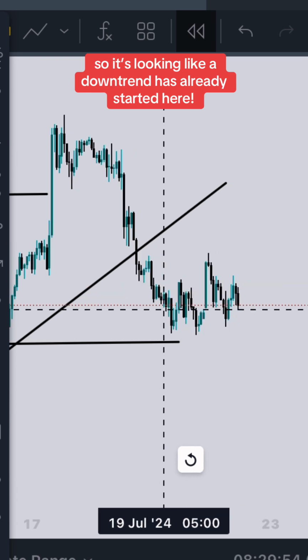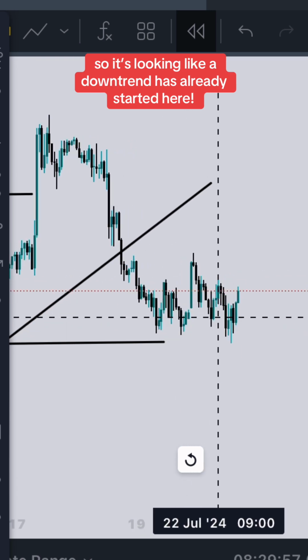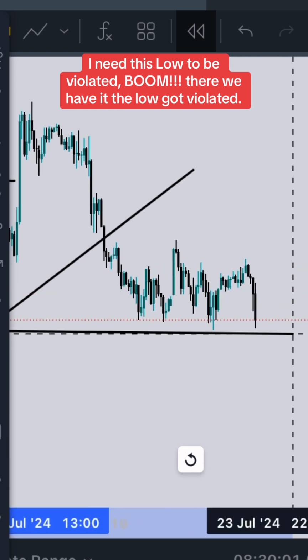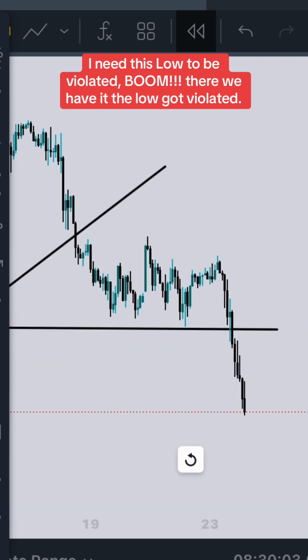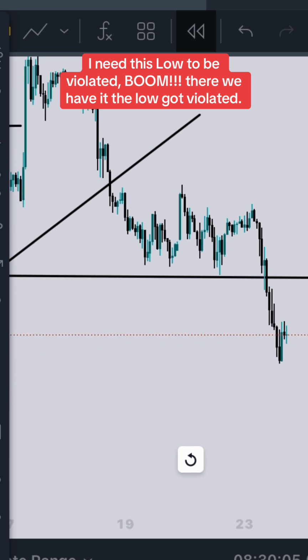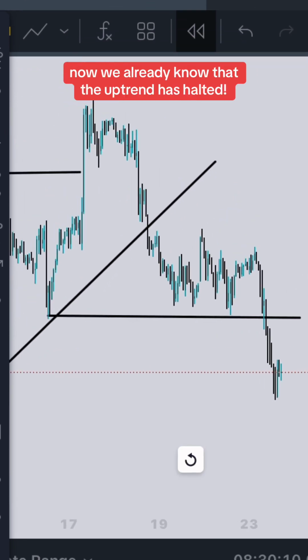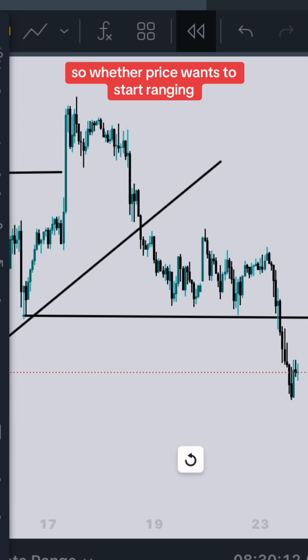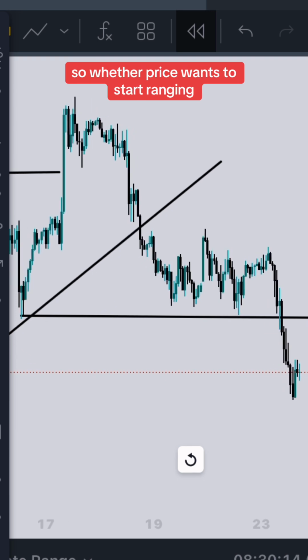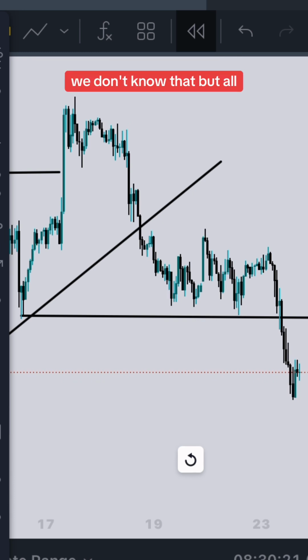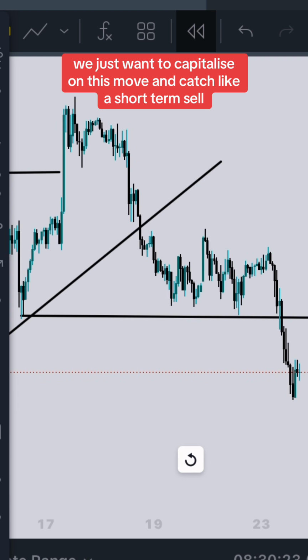So it's looking like a downtrend has already started here. So let's see. I need this low to be violated. Boom, there we have it. The low got violated. Now we already know that the uptrend has altered. So whether price wants to start ranging low or changing from an uptrend to a downtrend, we don't know that. But all we want is to capitalize on this move and catch a short-term sell.